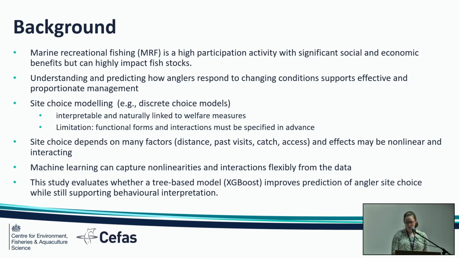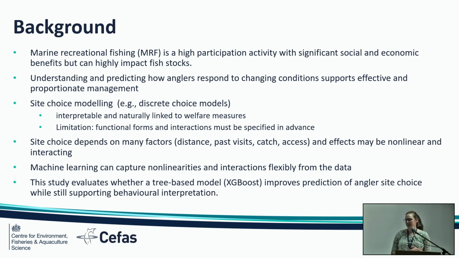And this is normally done through standard or parametric discrete choice models. These are really good at being interpretable, and they can naturally link to welfare and willingness to pay measures, but they also impose quite a lot of strict assumptions. You have to pre-specify the functional forms and any interactions, and that can be difficult when data is more messy and complicated. Since site choice often depends on a lot of different factors, such as distance, past visits and catch expectations, the effects can often be non-linear and interacting.